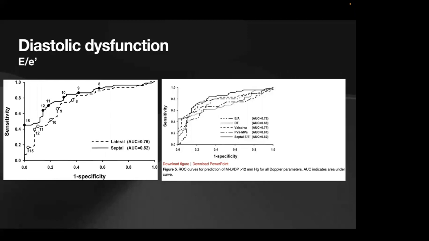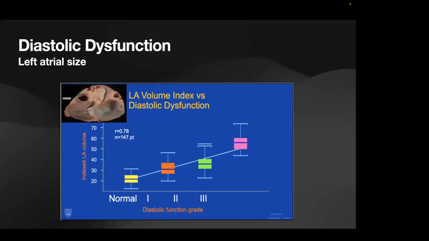The next best after that was Valsalva, looking at the changes of E's and A's with Valsalva, which we're not going to get into. And then after that, it was E over A. All right, so the important part here is that E over E prime is a good correlate. It's a good test. It has good receiver operator curve predictions for an elevated left ventricular end diastolic pressure, okay?